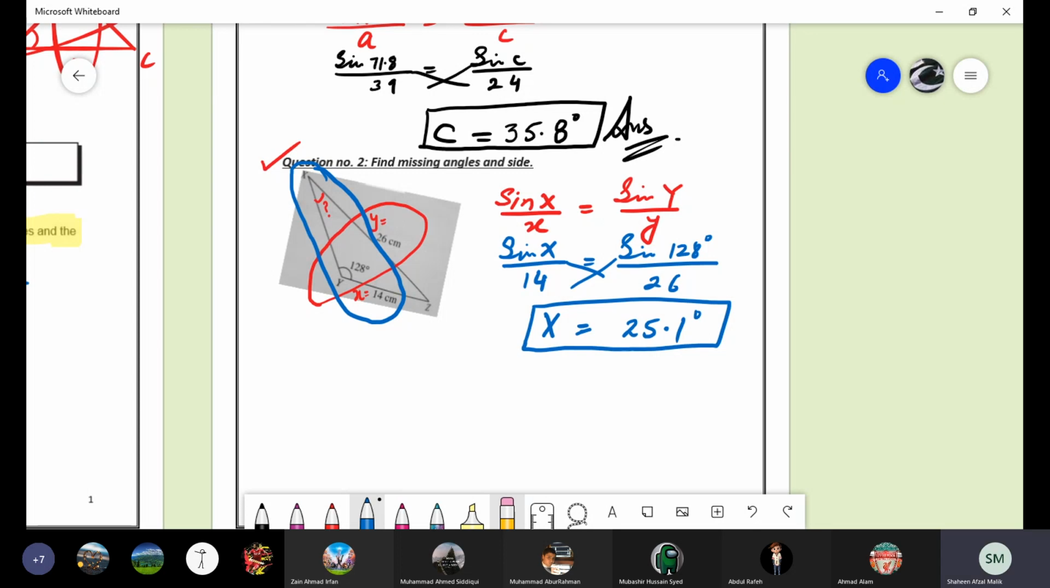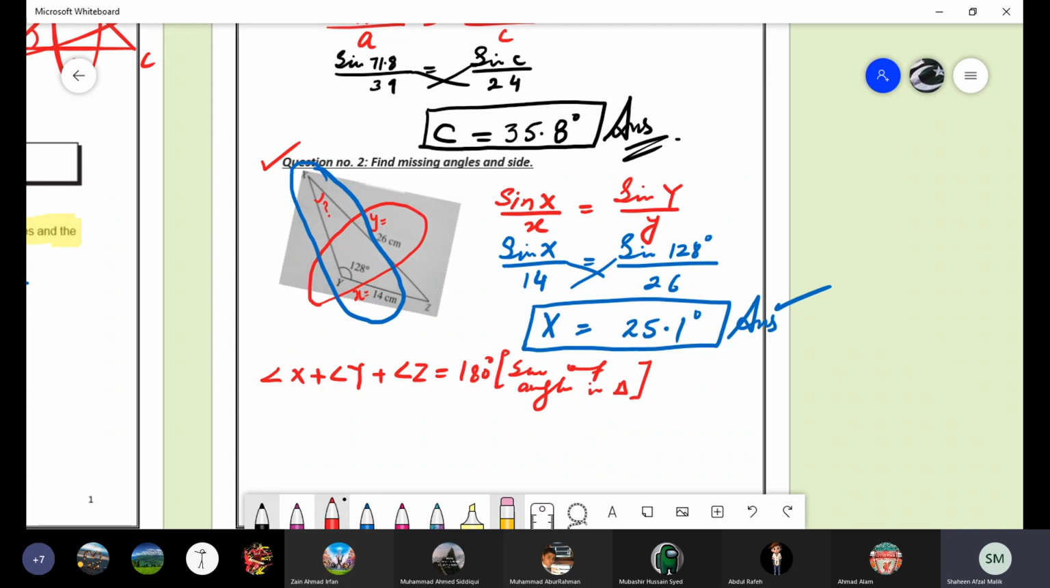Ahmed Siddiqui, go for the angle Z, beta. Okay, ma'am, 25.1. Okay, 25.1 is the correct answer. Now, how will you find out angle Z? Angle X plus angle Y plus angle Z, keep it equal to 180 degree, and write that sum of angles in a triangle.